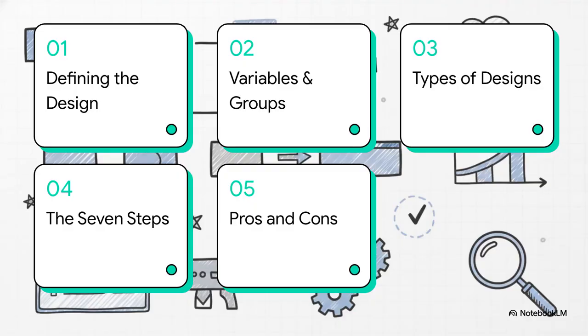another? To answer that, here's our roadmap for this explainer. We'll start by defining what experimental research design actually is. Then break down the variables and groups involved. After that, we'll look at the different types of designs, walk through the 7 research steps, and finally weigh the pros and cons of the whole shebang.